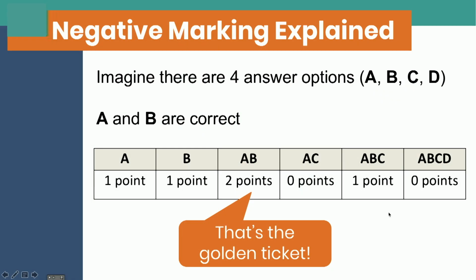But the key here is you obviously want to try and select all the correct answers, but you can be cautious and play it safe and just select one answer if you want and walk away with partial marking, say 50%, okay? So that's how the negative marking works.